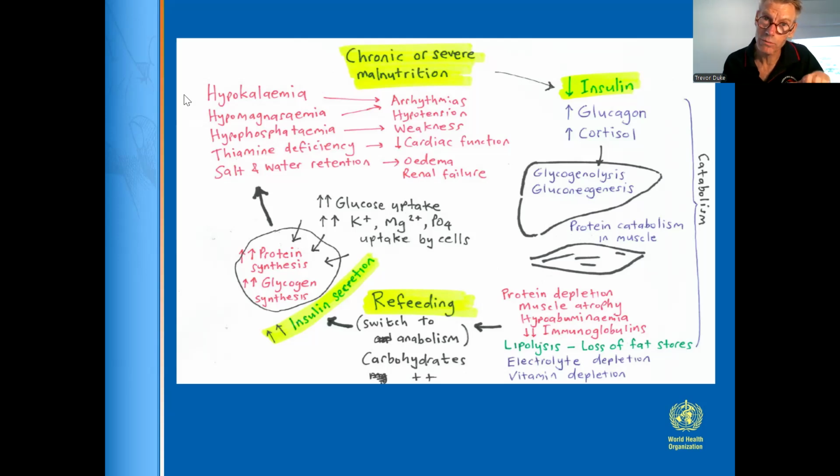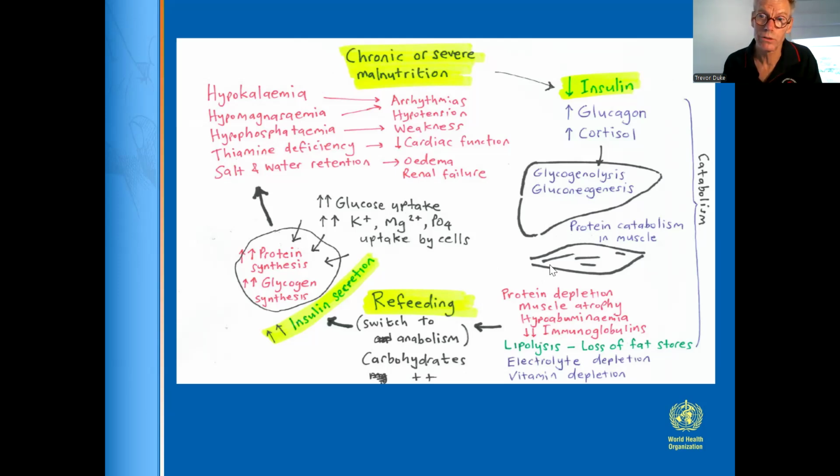And when there's less of them in the blood, there can be consequences for other organ functions. It can lead to heart arrhythmias, low blood pressure, weakness, reduction in cardiac function, edema, and renal failure. Again, these are complications of refeeding that can be minimized by the replacement of these electrolytes as part of the early few days of feeding patients with severe malnutrition. If you're not able to do that, then they're at risk of refeeding syndrome.